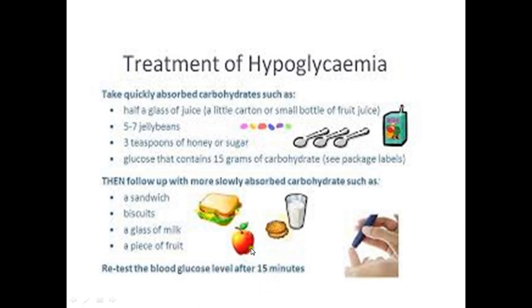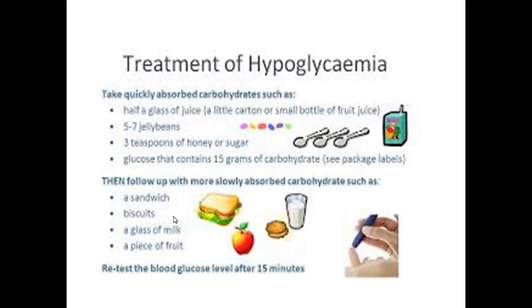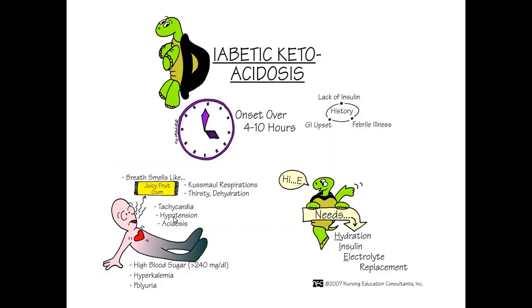So you give this, you check the sugar after 15 minutes. Then if it is not rising, you give this again and you check the sugar after 15 minutes until the sugar levels are more than 70. When the sugar levels are more than 70, then you give a slowly absorbed carbohydrate to these patients. So that's about hypoglycemia. Coming to the next acute complication, diabetic ketoacidosis.